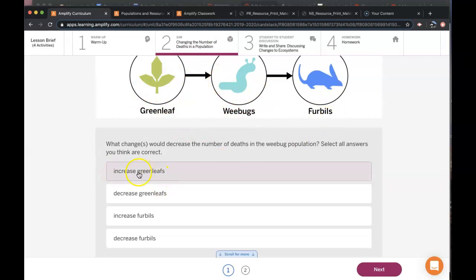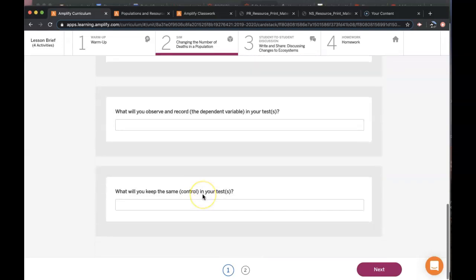Let's say, for example, I increase green leaves. That's what I'm changing, so that's the independent variable. I'm trying to observe the number of deaths in the WeBugs. What I'm observing as a result of the change is the dependent variable. And the thing I don't change is the control. So for this instance, I would select the furbills as the control.